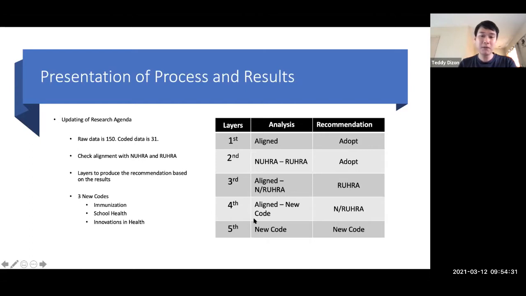So number 5, the new code. New code means that the code does not appear in the NURA and RUHRA, so we adapted it as is. What does a new code mean? It can be a priority in our Regional Unified Health Research Agenda, but we also see that it needs to be emphasized. For example, that's immunization.